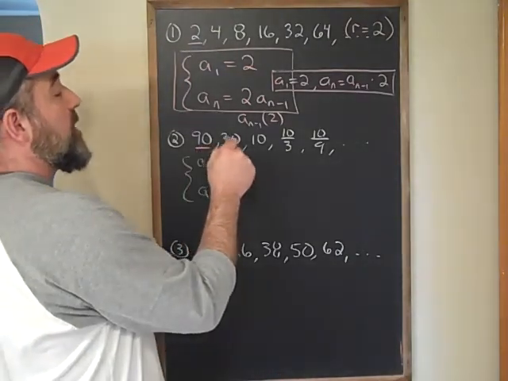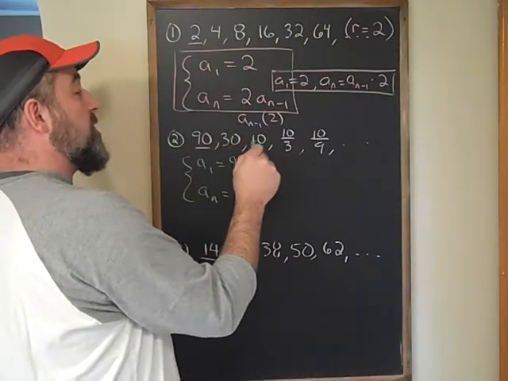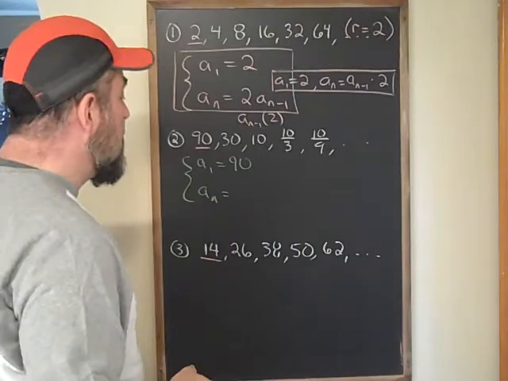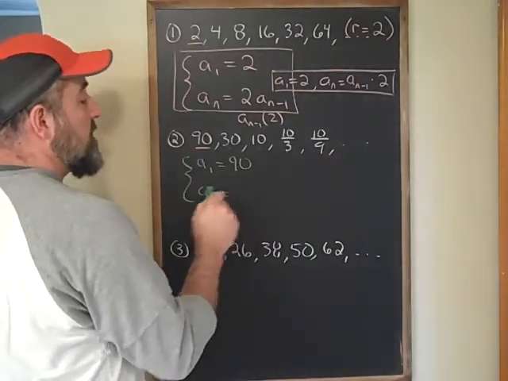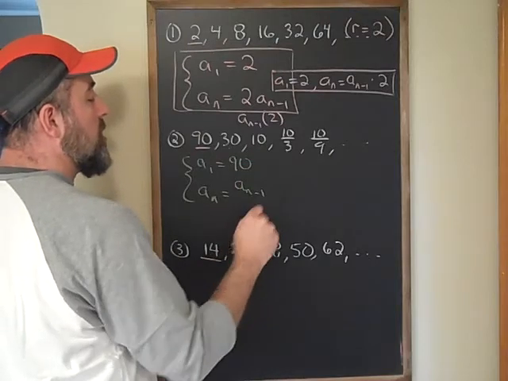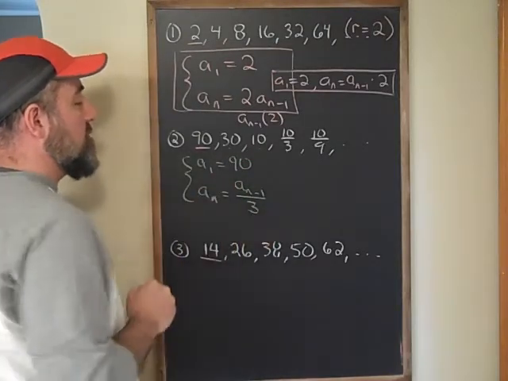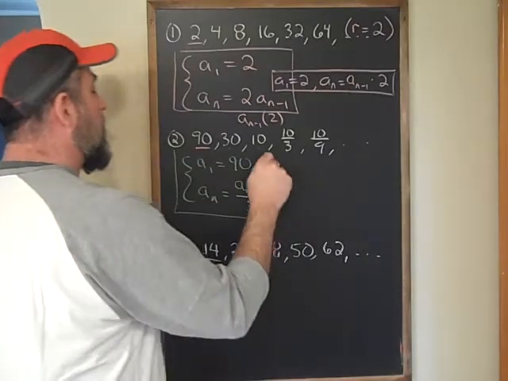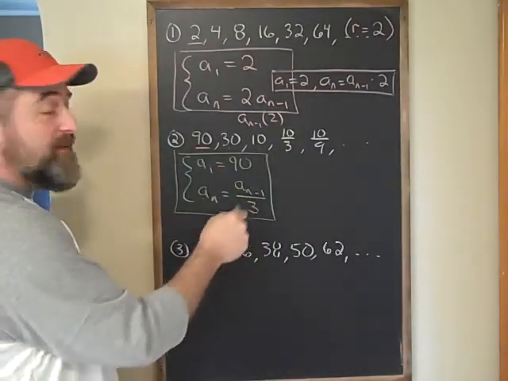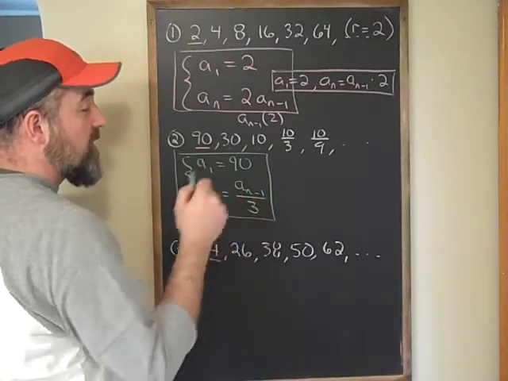And 90 divided by 3 is 30, 30 divided by 3 is 10, 10 divided by 3 is 10 thirds. Yeah, so it is division. So you could write it as the new term is the previous term divided by 3. There it is. That would be a recursive formula for this sequence. You could also write that as the previous term times 1/3.